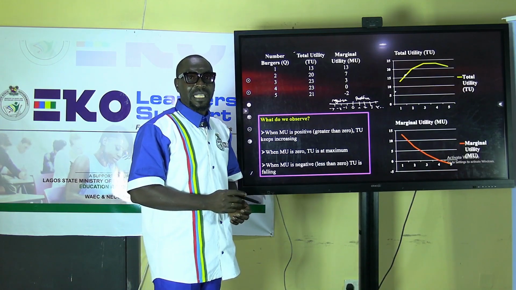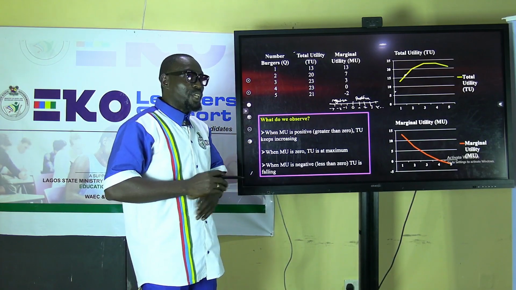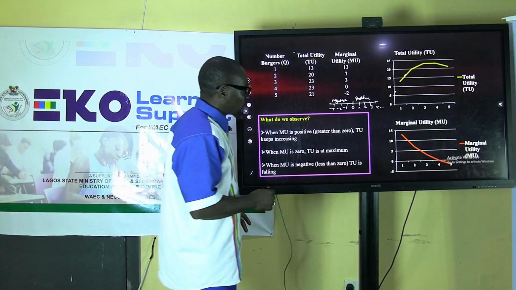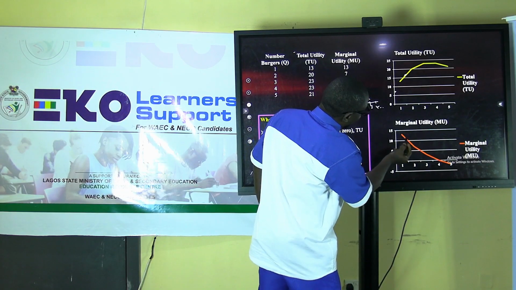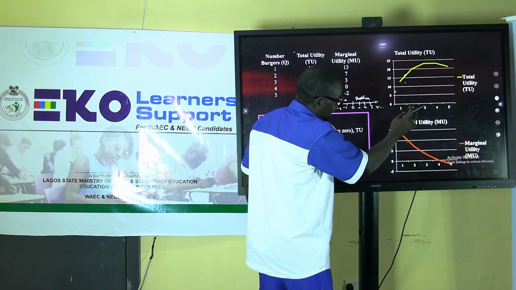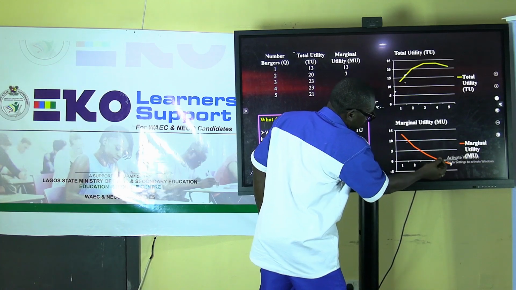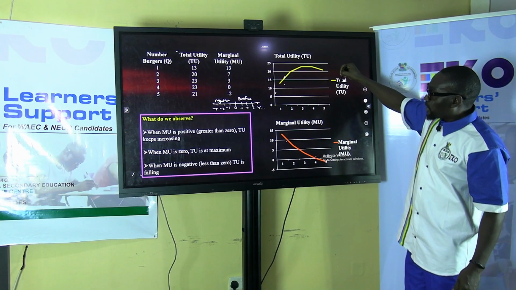Secondly, when your marginal utility is 0, when it's exactly 0, your total utility is at its highest. Beyond that, it begins to fall. And that is illustrated graphically here. So if we compared this graph of marginal utility to that of the total utility, we would notice that for the whole of this portion, let me highlight, when marginal utility is 0, here, total utility is at its highest. And beyond that, when it is negative, total utility begins to fall.